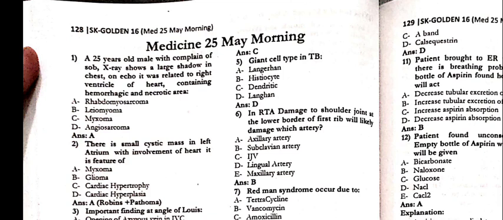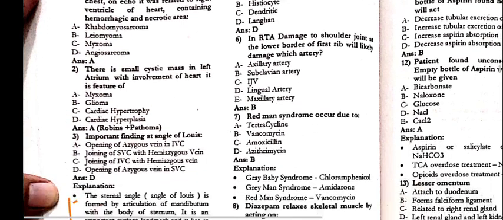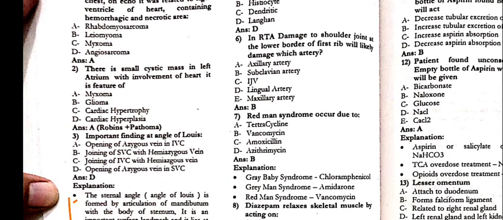आज मैं इसके 16 सीरीज़ का मेडिसिन 25th में मॉर्निंग का पेपर करने जा रहा हूँ। तो लेट्स स्टार्ट। Question number 1, a 25-year-old male with the complaint of shortness of breath, x-ray shows a large shadow in the chest. On echo it was related to right ventricle of heart containing hemorrhagic and the necrotic areas. This is rhabdomyosarcoma. Question number 2, there is a small cystic mass in the left atrium with the involvement of heart. It is the feature of the myxoma.